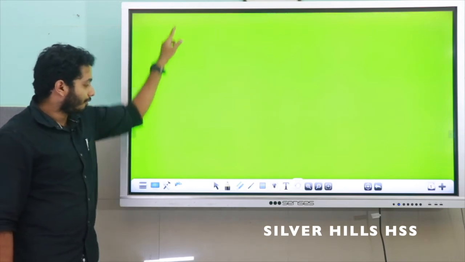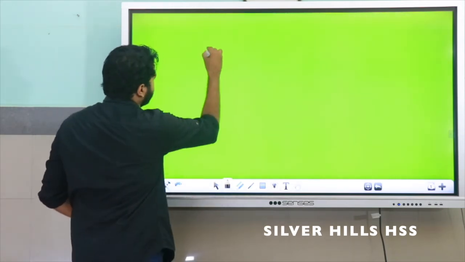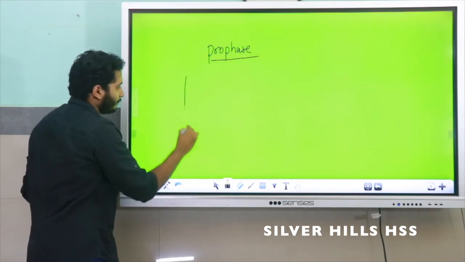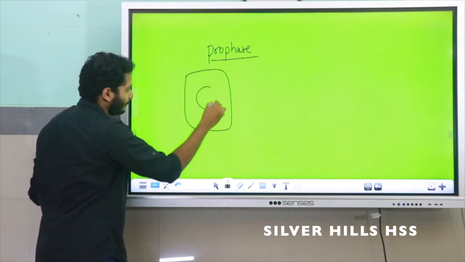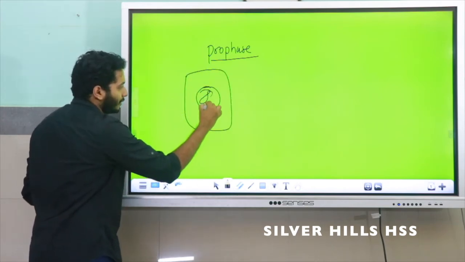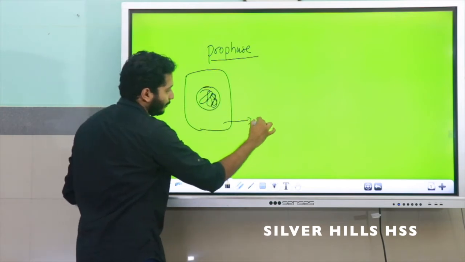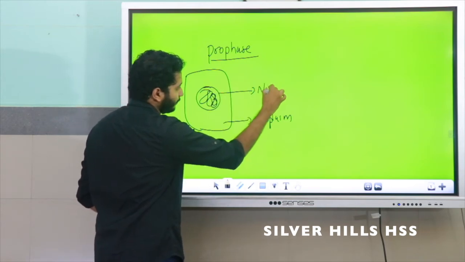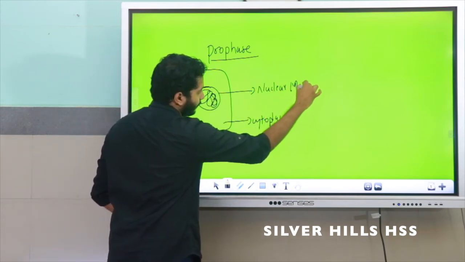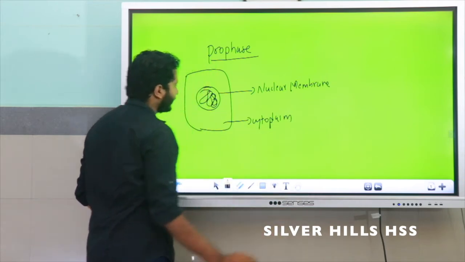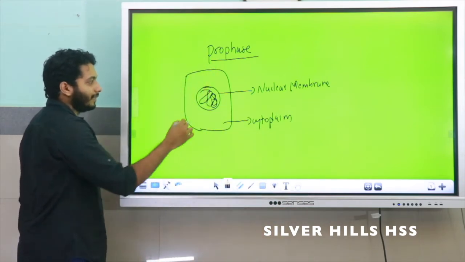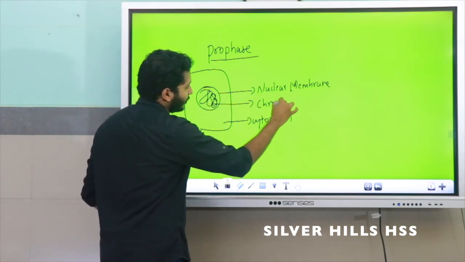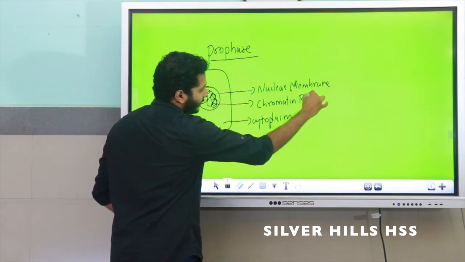Let us discuss about prophase. Let it be a mature cell. A mature cell consists of the cytoplasm, this is the nuclear membrane, and inside this nuclear membrane you can see a worm like structure. This structure is called the chromatin reticulum.